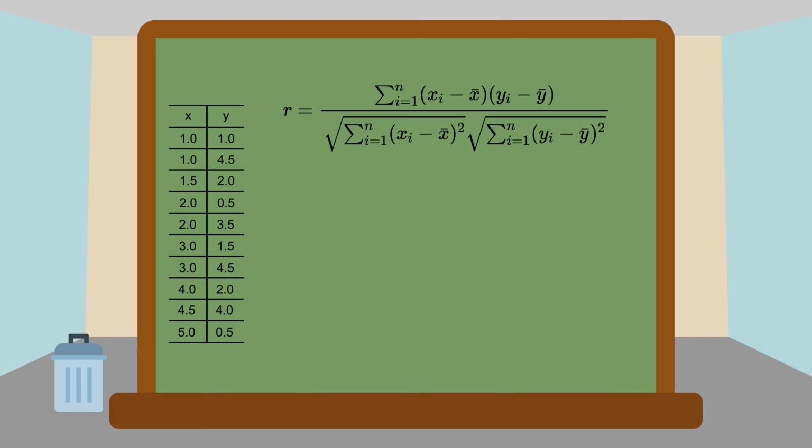Awesome. The numerator is the covariance. The covariance is a measure of how two random variables are related to each other. A positive covariance means that the two variables are moving in the same direction. A negative covariance means that they are inversely related and move in opposite directions.